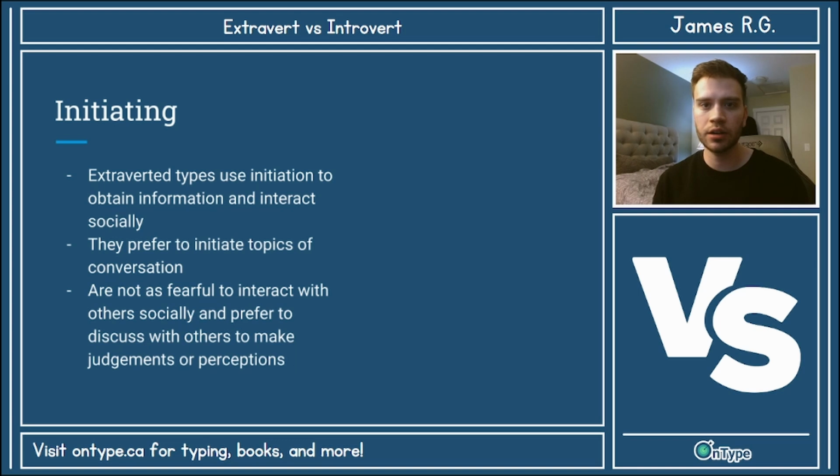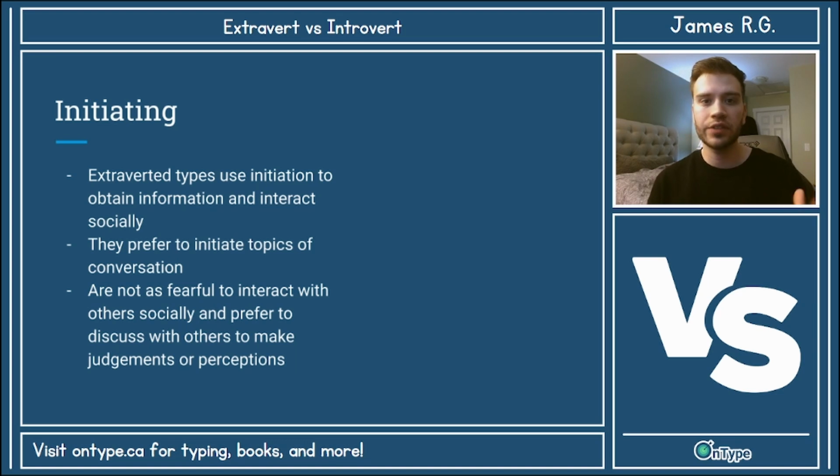In general, initiating or extroverted types are not as fearful to interact with others socially and prefer to discuss with others in order to make their own internal judgments or perceptions, because they really rely on the external world. They like to know what other people think if they're a TE user, or what other people feel if they're an FE user. They like to know what other people have experienced if they're an SE user, and what other people would want or would do if they're an NE user.